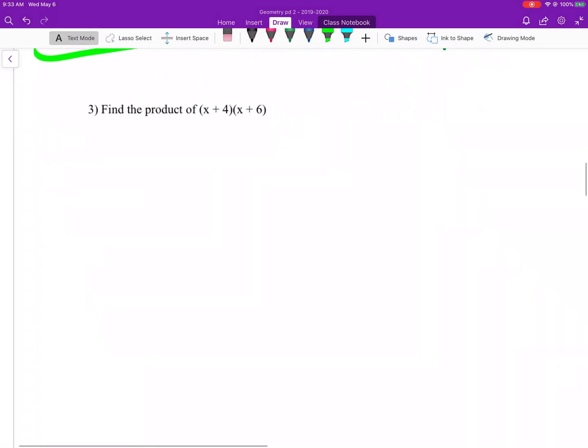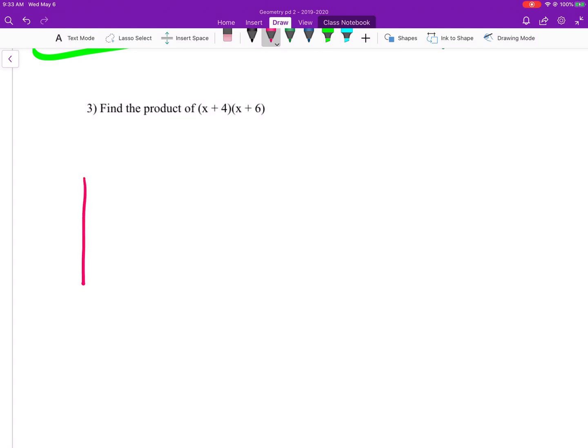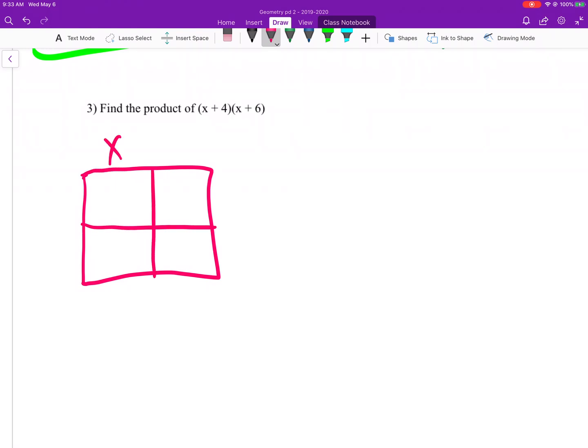And one more for your do now. Another example of what we would use the box method for. (x plus 4) times (x plus 6), a binomial times a binomial, 2 by 2 box, x plus 4 and x plus 6. x times x is x squared, x times 6 is 6x, 4 times x is 4x, and 4 times 6 is 24.